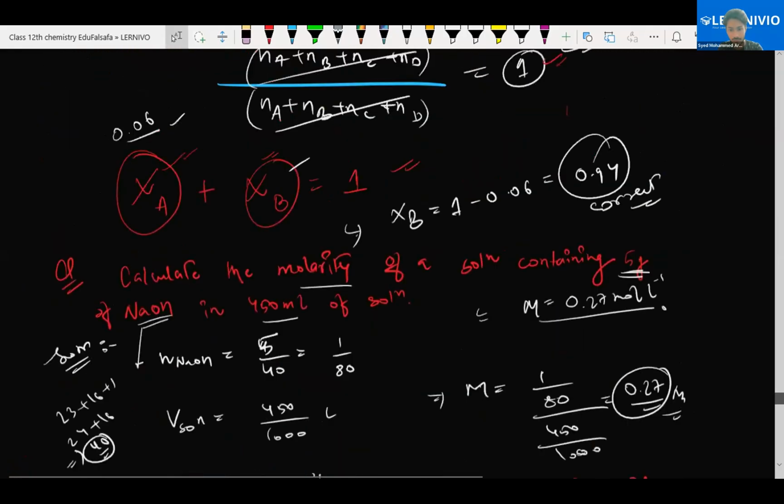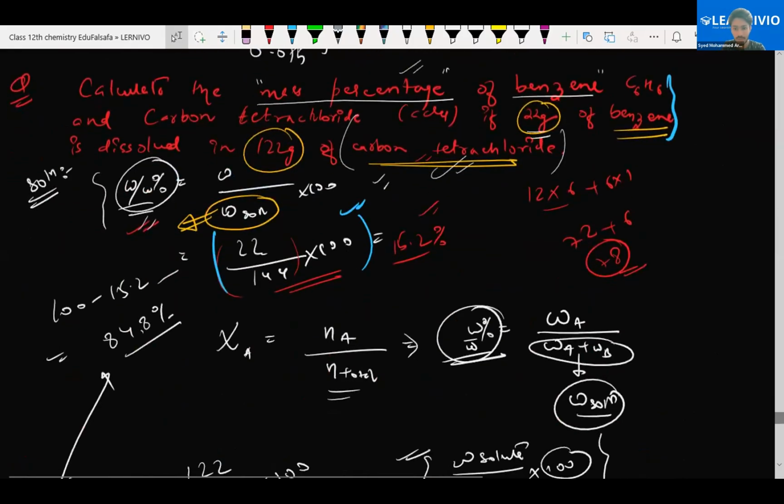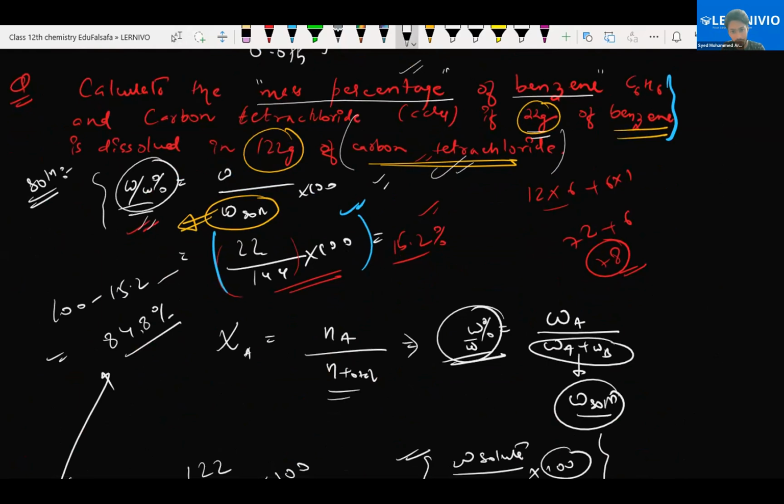In the previous question, what is asked to you? The mass percentage you need to calculate. For the mass percentage, you need to write the mass of the solute divided by the mass of the solution. If we are calculating the mass percentage of benzene, then we need to put the weight of the benzene which is given in the question. So the benzene weight is 22 grams. So here we wrote 22 grams. Then we need to divide this by the weight of the solution.